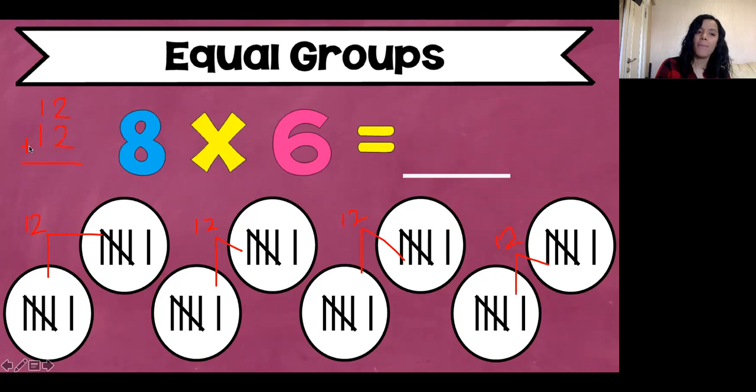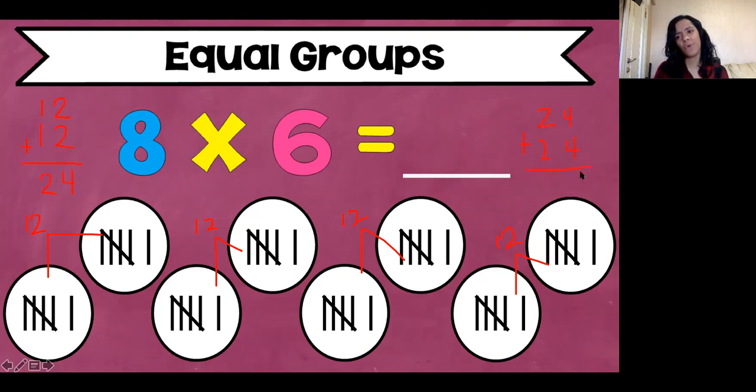If we line them up, we can do 2 plus 2 is 4, and then 1 plus 1 is 2, which means that this one is the same. These two are going to be 24 as well. So now I need to look at 24 plus 24. And what is my answer to 24 plus 24?